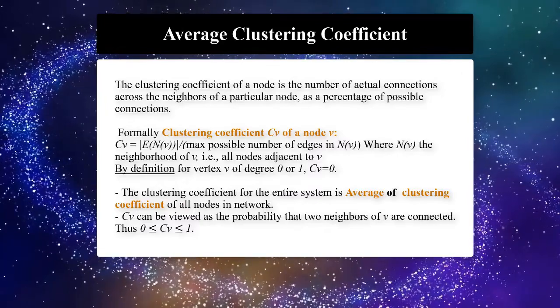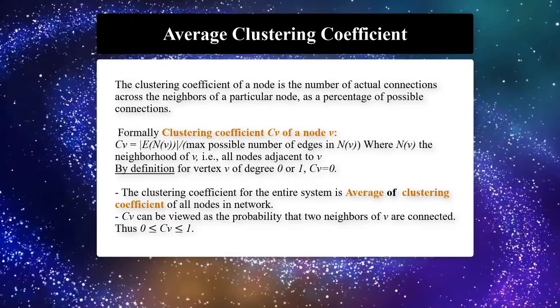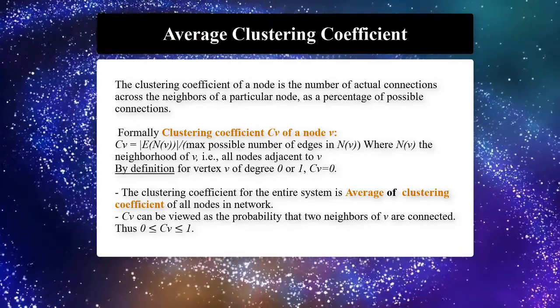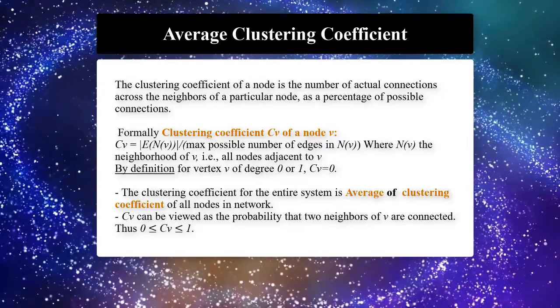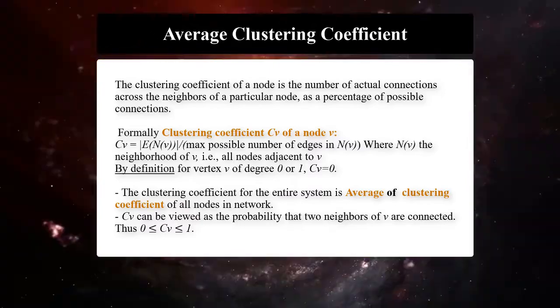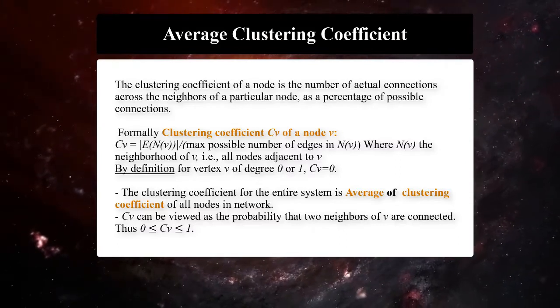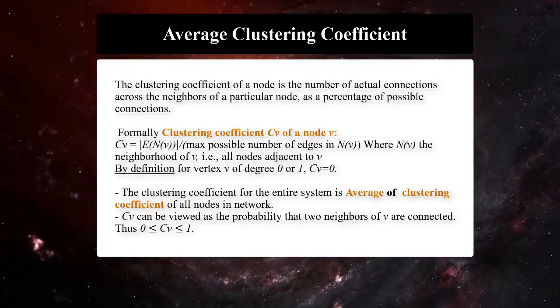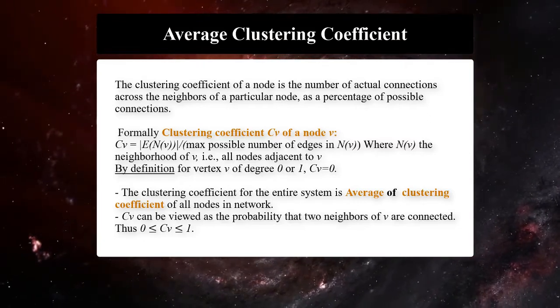The clustering coefficient CV is between 0 and 1 and can be viewed as the probability that two neighbors of V are connected. In a highly clustered network, the neighbors of a given node are very likely to be themselves linked by an edge. The clustering spectrum is the distribution of the average of clustering coefficients of all nodes of degree k in the network over all k.